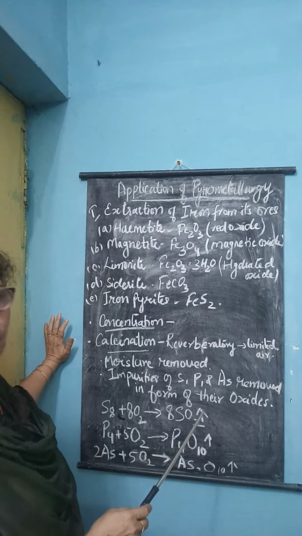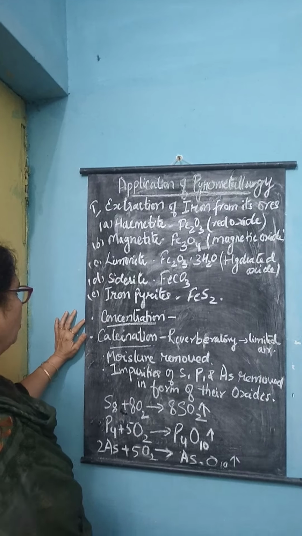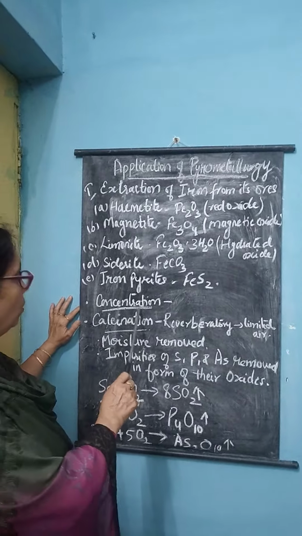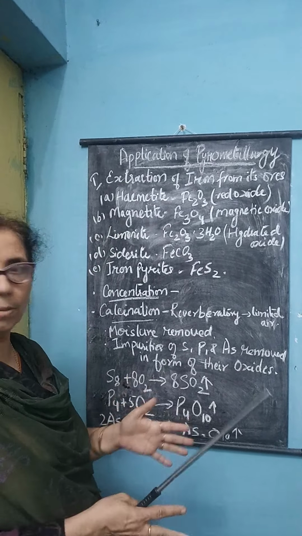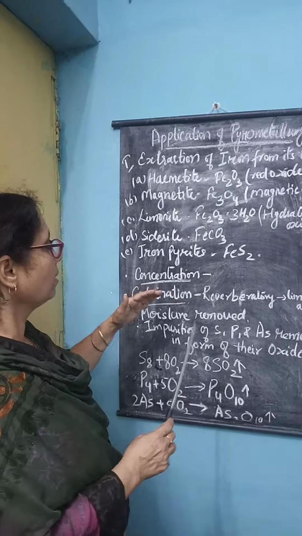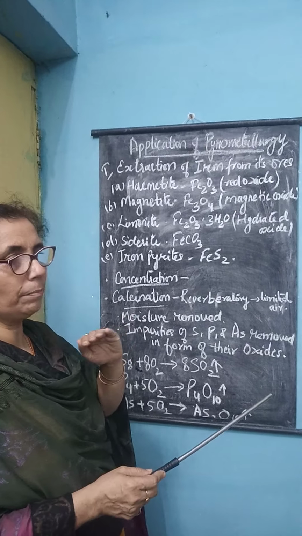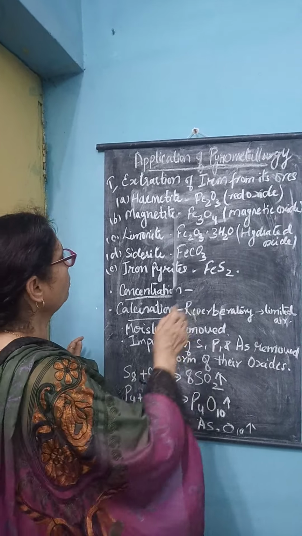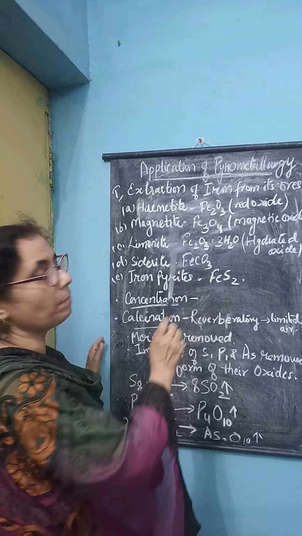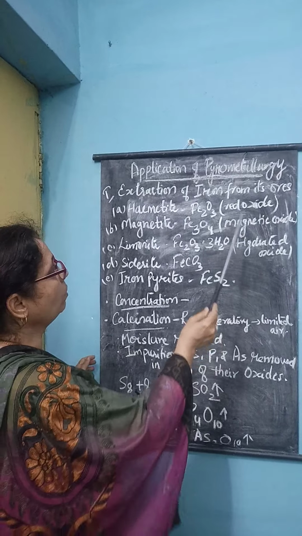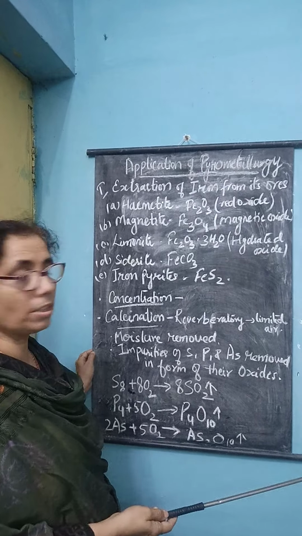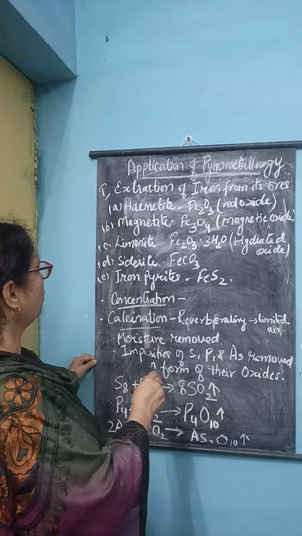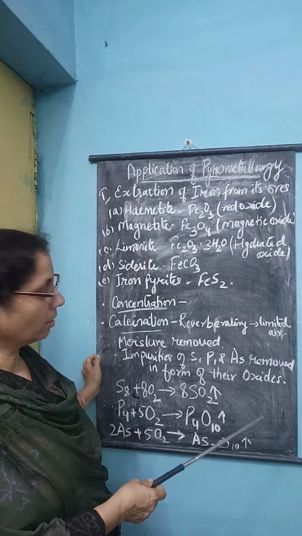Now what are the steps that we will use for this metallurgy? First is the concentration of ore. As we have studied, first this ore is crushed into small pieces and then impurities have to be removed. For these impurities, different methods can be adopted. Either hydraulic washing is adopted, or magnetic separation method is used. Now for iron pyrite, the flotation method is used.